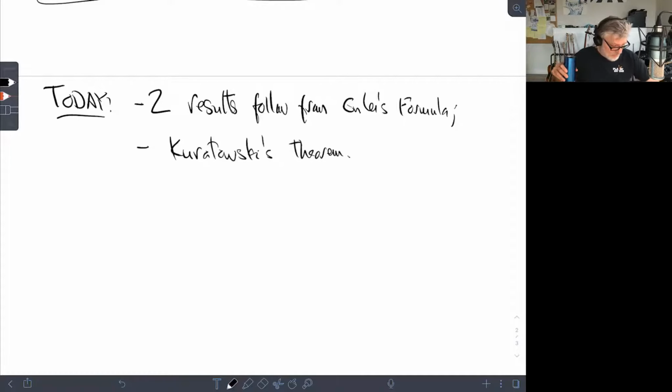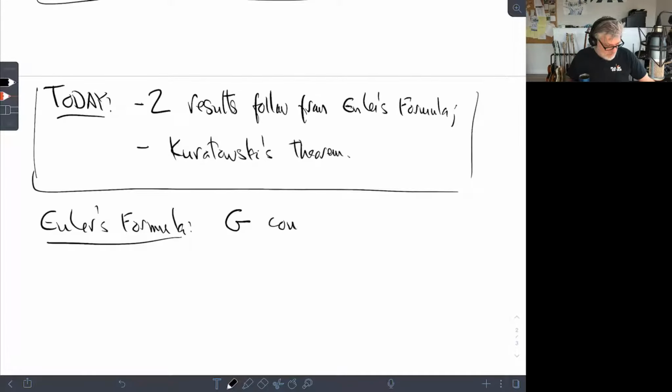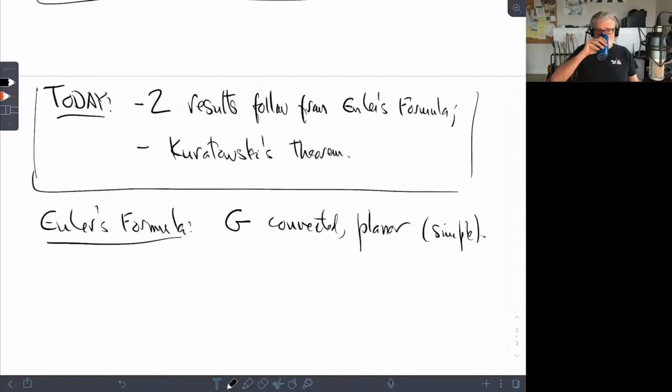Okay, so let's go to our two results. So again, Euler's formula, let's restate it. I have a graph G, which is connected, planar, and it's a simple graph. I'm considering only simple graphs here. And as I said, you can always, if you wish, extend these to graphs with loops. It's very easy. And you can extend these to multi-graphs. Again, this is fairly easy too. There are no real difficulties to go further, but let's just keep it simple.